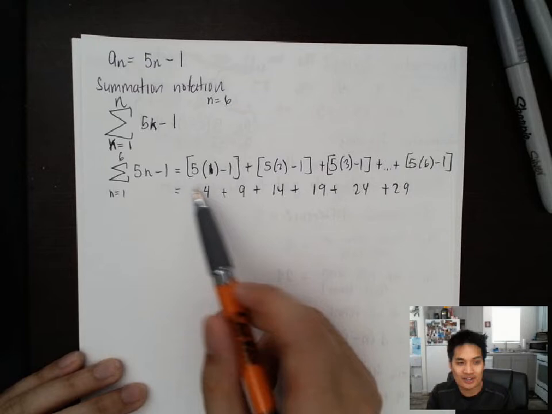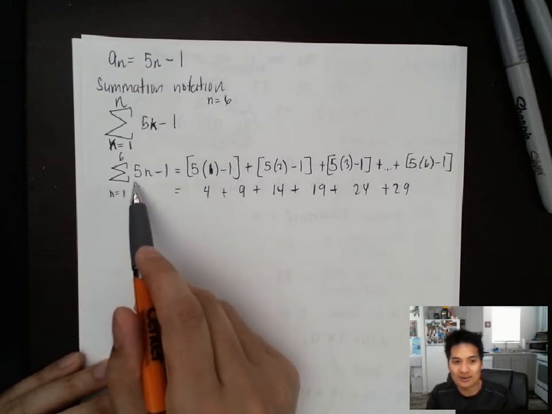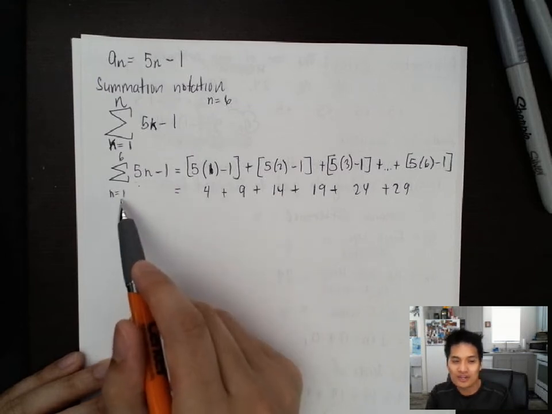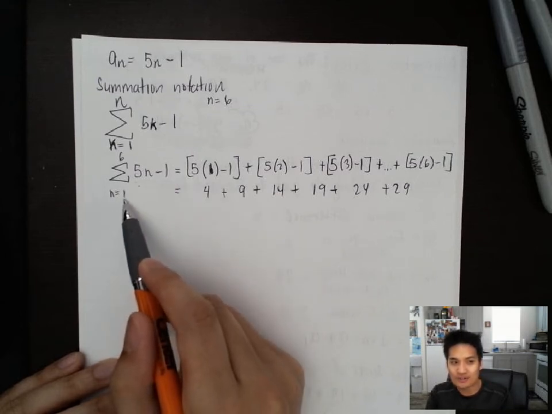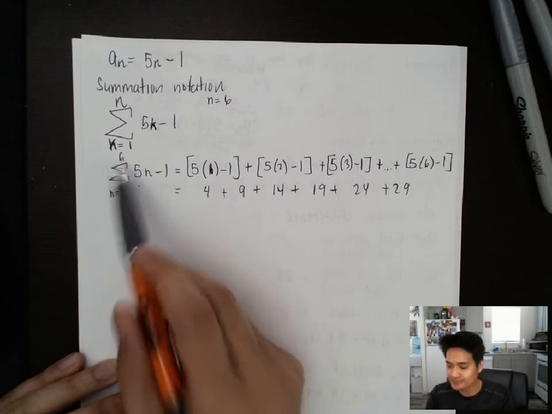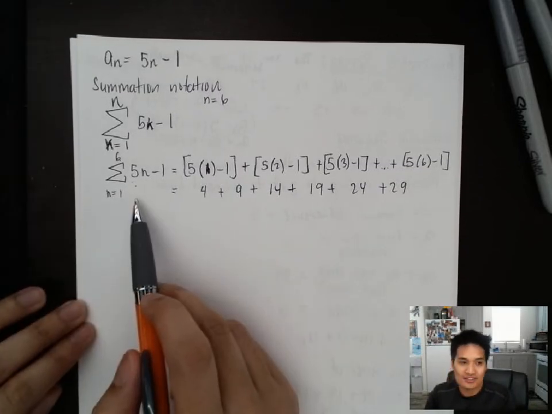So to figure out summation notation, we need to first figure out what is our sequence equation and where do we start. We start at the first term, and this is where we end at the 6th term. Alright, so that's one way we can read summation notation.